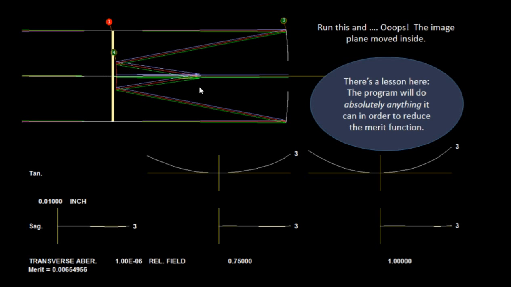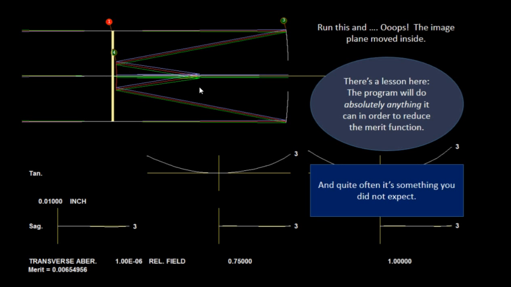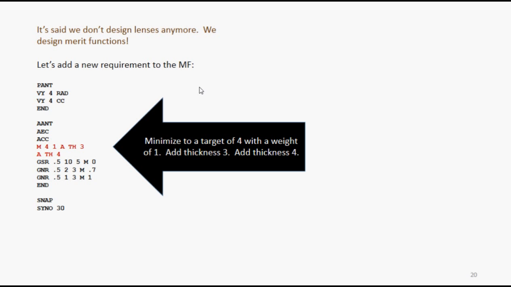And there's an important lesson here. The program will do absolutely anything it can in order to reduce the merit function. And sometimes it's something that you did not expect, and something you don't want. So glad we made a checkpoint. We go back, and we're going to add some more things to the merit function. This says minimize to target of 4 with a weight of 1, add thickness 3, and add thickness 4.